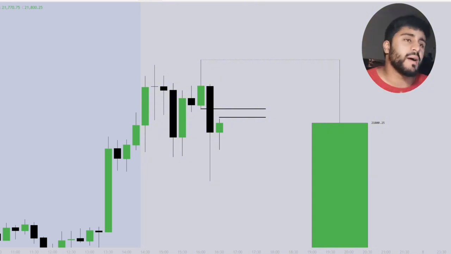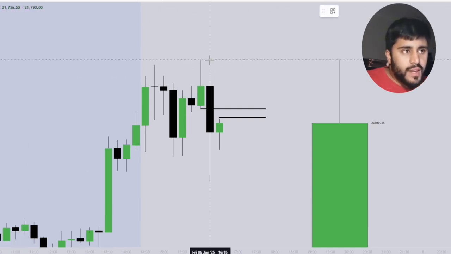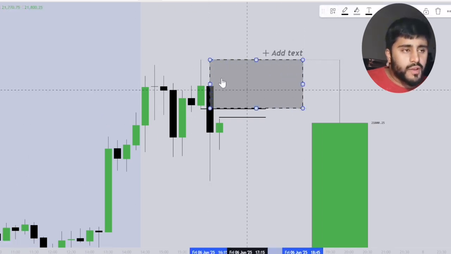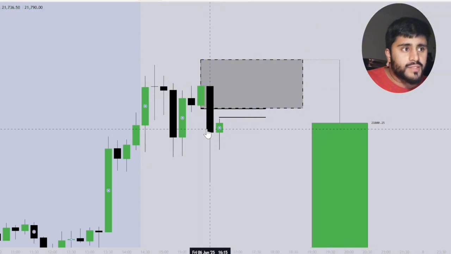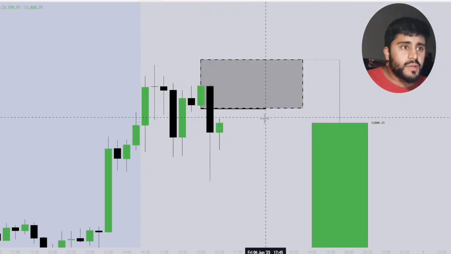I get a lot of questions about how I determine my points of interest, and I want traders to understand this. When I choose a point of interest, it's always the candle before the fair value gap. So the fair value gap is essentially this black candle over here. My POI is going to be the candle before.